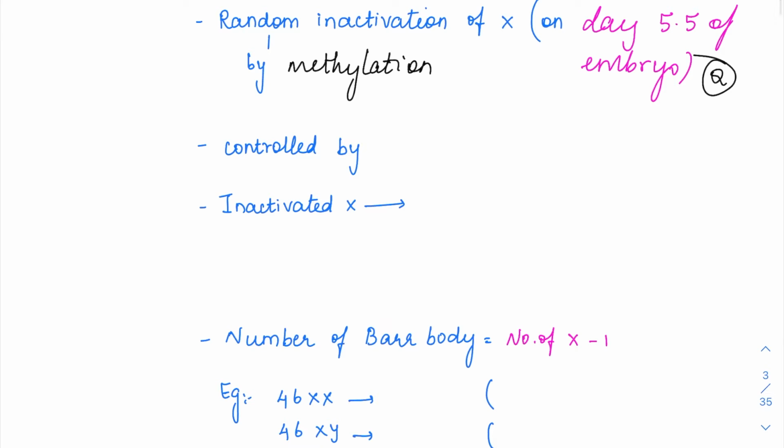So this X inactivation is going to be controlled by a long non-coding RNA called XIST. Okay, so XIST is pronounced 'zist'. So XIST is going to control this random inactivation of the X. And remember, this XIST is a long non-coding RNA. So lncRNA we call it. It is actually the short form for long non-coding RNA.